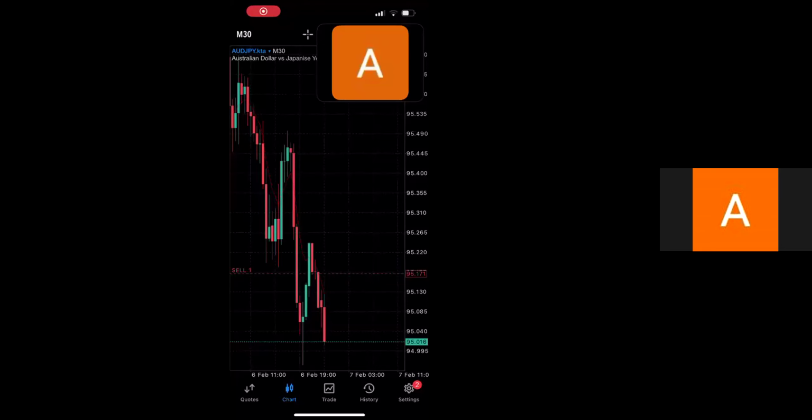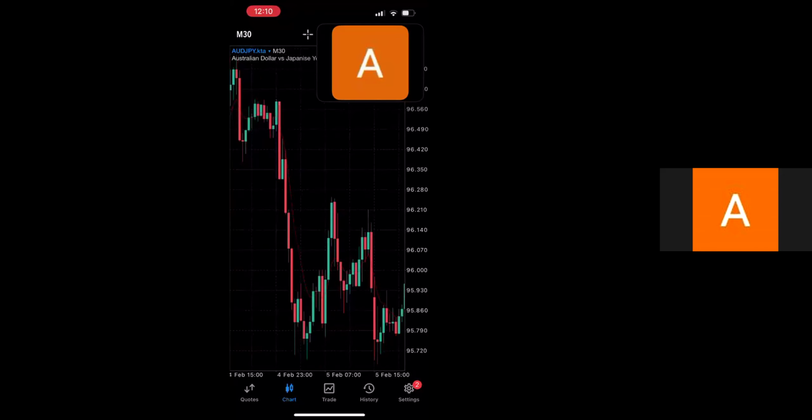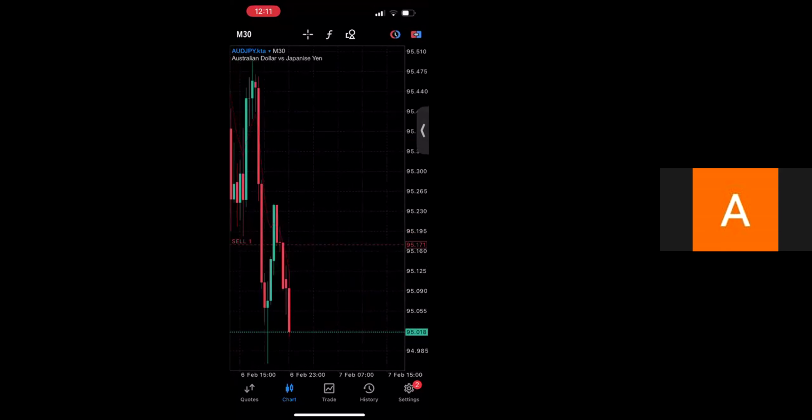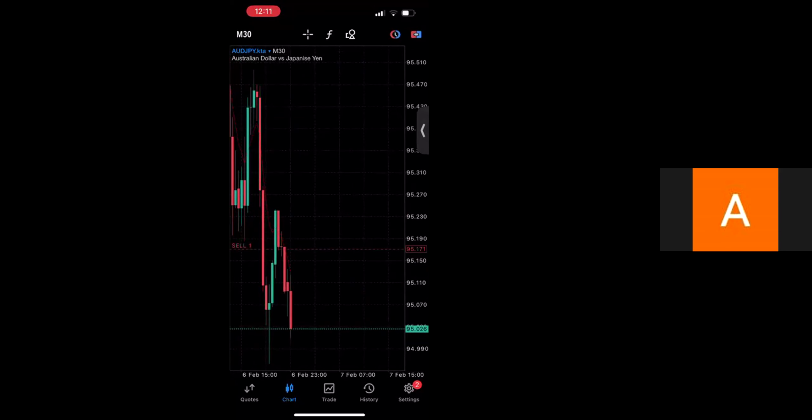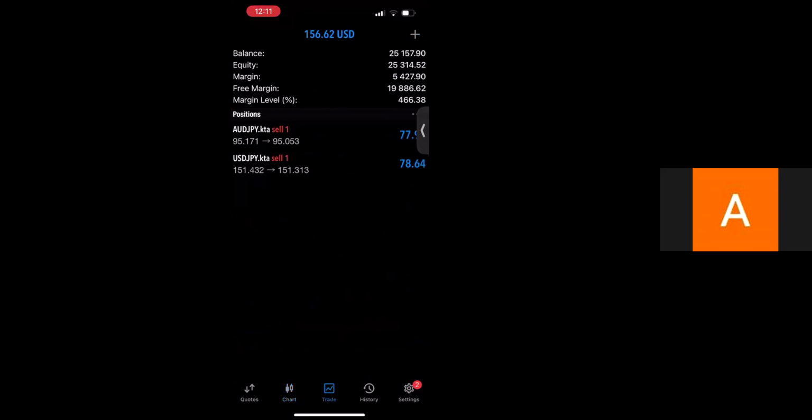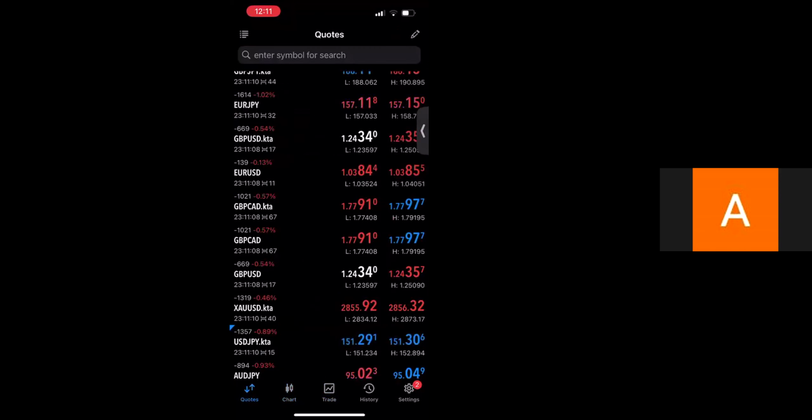So basically, this is an account, and this is what a one standard lot looks like. So you can see one, and here you can see one lot size. That is what it looks like.